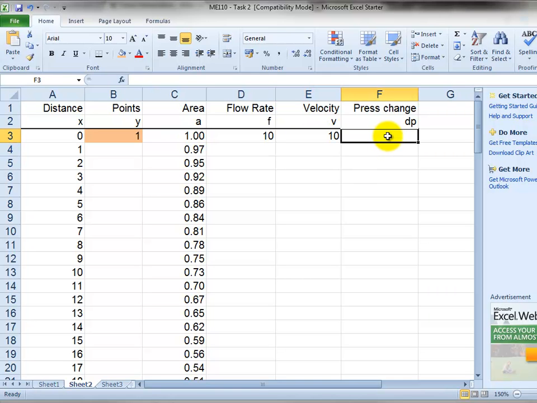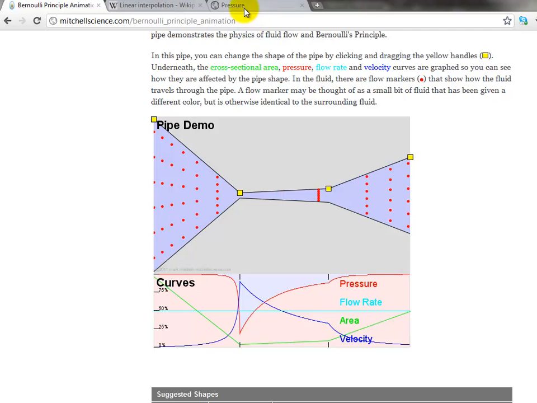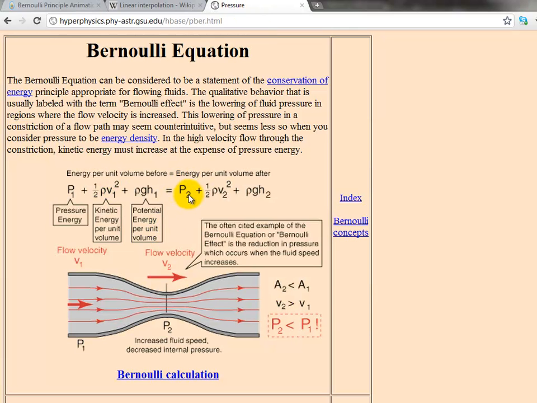The pressure change then, we need to use the formula, Bernoulli's equation. If the velocity is 10, then if you remember, if the velocity changes here by half rho v squared, then the pressure has to be equal and opposite to that. So if the kinetic energy goes up by half rho v squared, then the pressure energy has to decrease by half rho v squared.